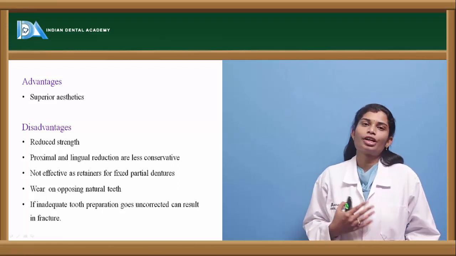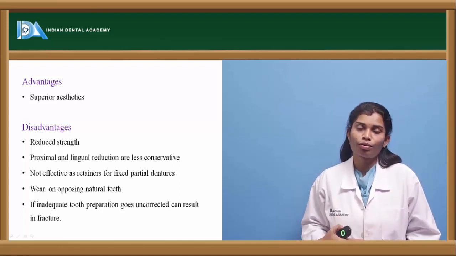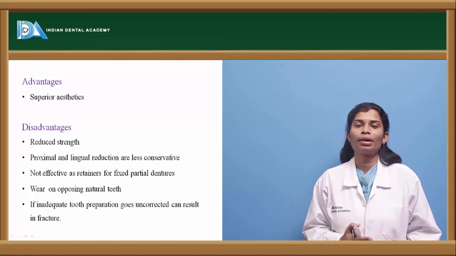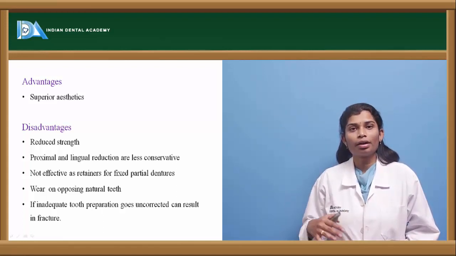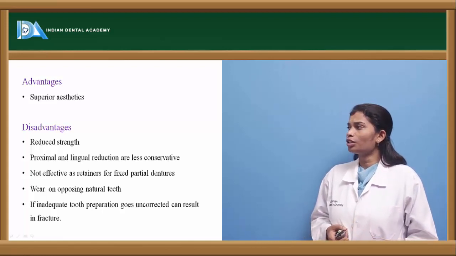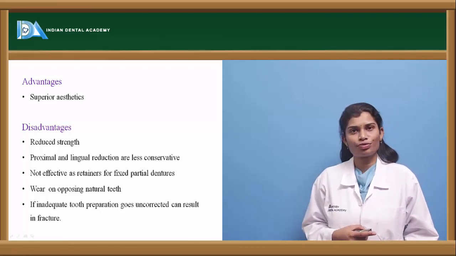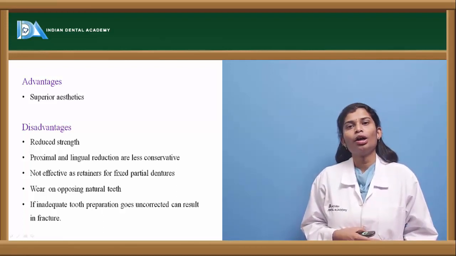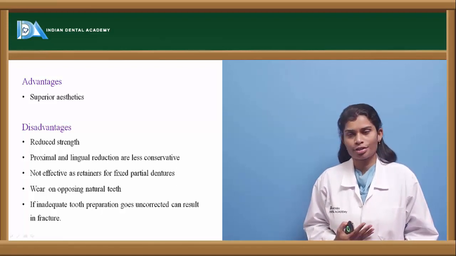Disadvantages: it has reduced strength as it is a brittle material, and due to the more amount of tooth reduction required, even your tooth can be weak in cases where you had earlier a bigger cavity or a very big access opening in a tooth. So it is not effective as a retainer for FPDs, as it is a brittle material. You can't use it as a retainer for long span FPDs.